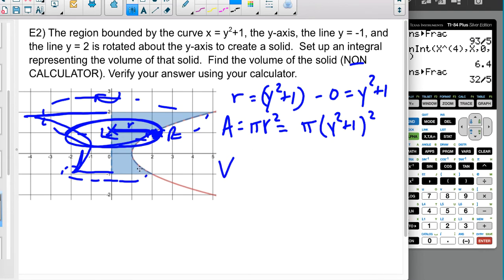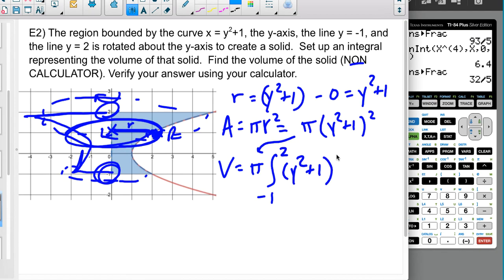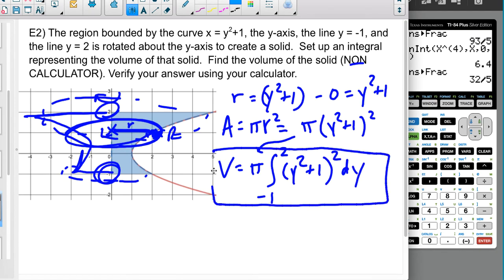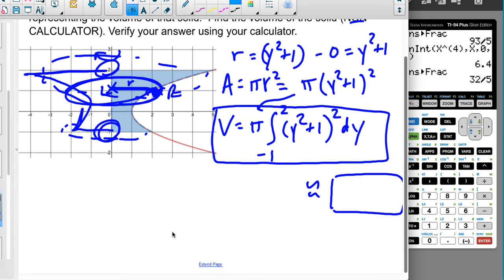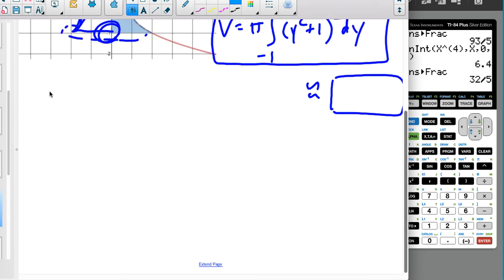The volume is going to be the integral from the bottom y value to the top y value because we're integrating with respect to y. So there's going to be a pi in front. It's easier to yank the pi out in front of the integral of y squared plus 1 quantity squared with respect to y. So this is what you're going to need to set up. Now, if it's calculator, you could just type it in and get an answer. Unfortunately, this one said non-calculator. So since it says non-calculator, we're going to walk through it once.